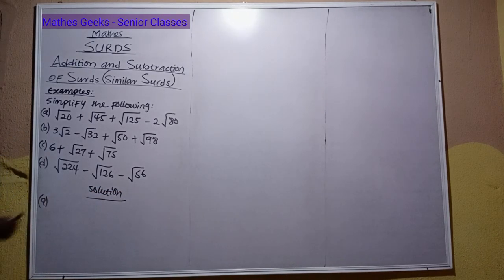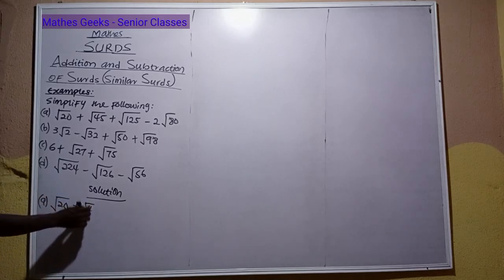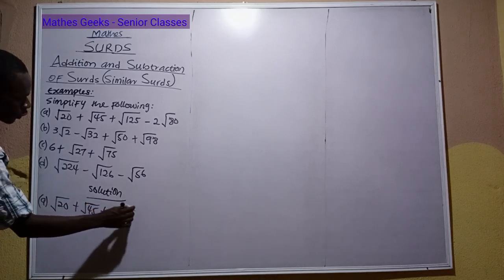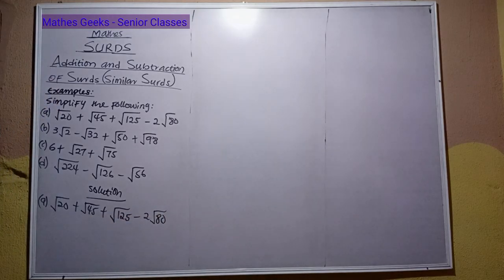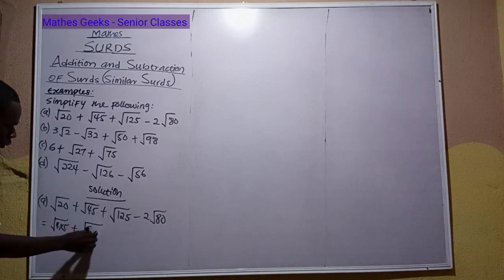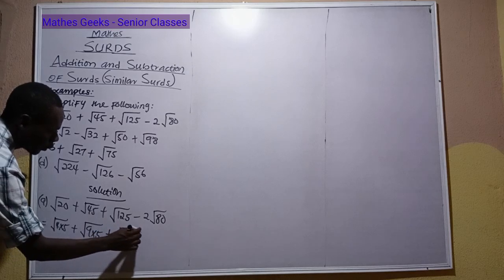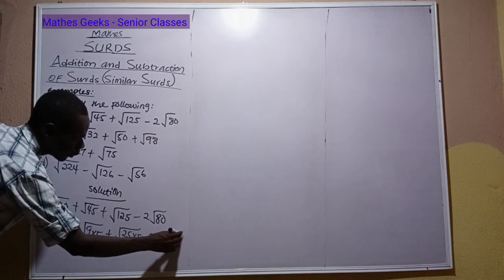Root 20 plus root 45 plus root 125 minus 2 root 80. This will give us root 4 times 5 plus root 9 times 5 plus root 25 times 5 minus 2 times root 16 times 5.